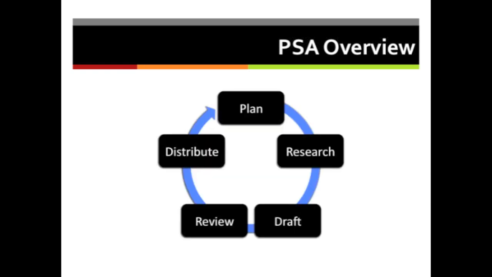The 5 steps of the PSA are plan, research, draft, review, and distribute. Planning is when you determine what you are writing and your reason for doing so. Researching is when you determine what information is needed, then obtain the information. Drafting is when you compose the initial draft of the document. Reviewing is when you test the usability of the document and seek advice from your peers. Distributing is when you get the document to the intended audience.